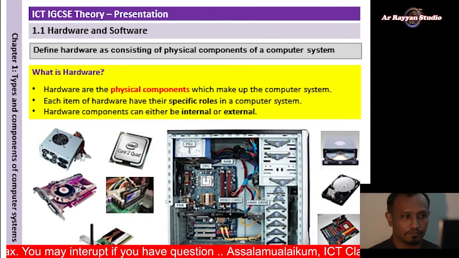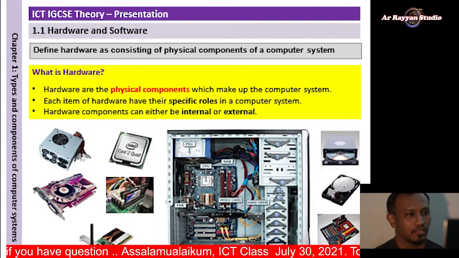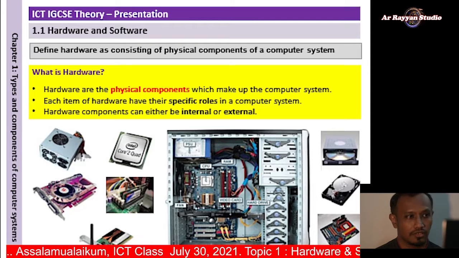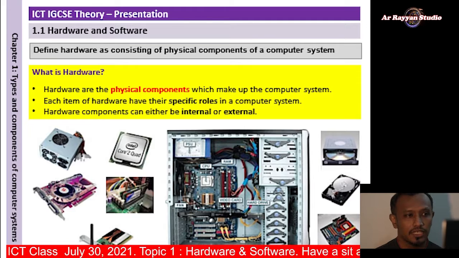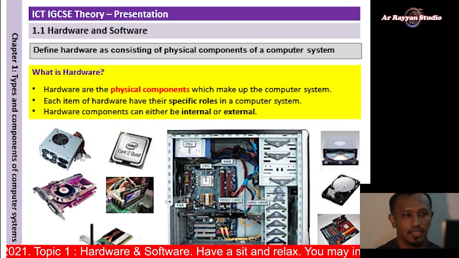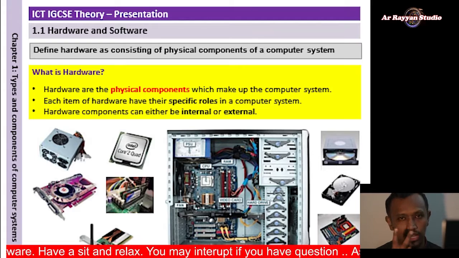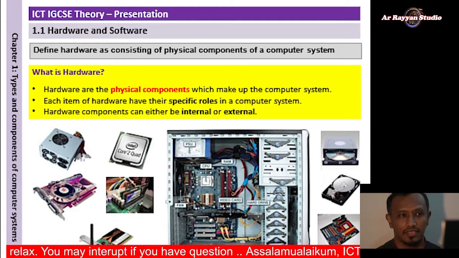What is hardware actually? Hardware is the physical components which make up the computer. Each hardware item has a specific role in a computer system. Hardware components can be either internal or external. So as I said, hardware can be categorized into two types: one is internal and the other is external.